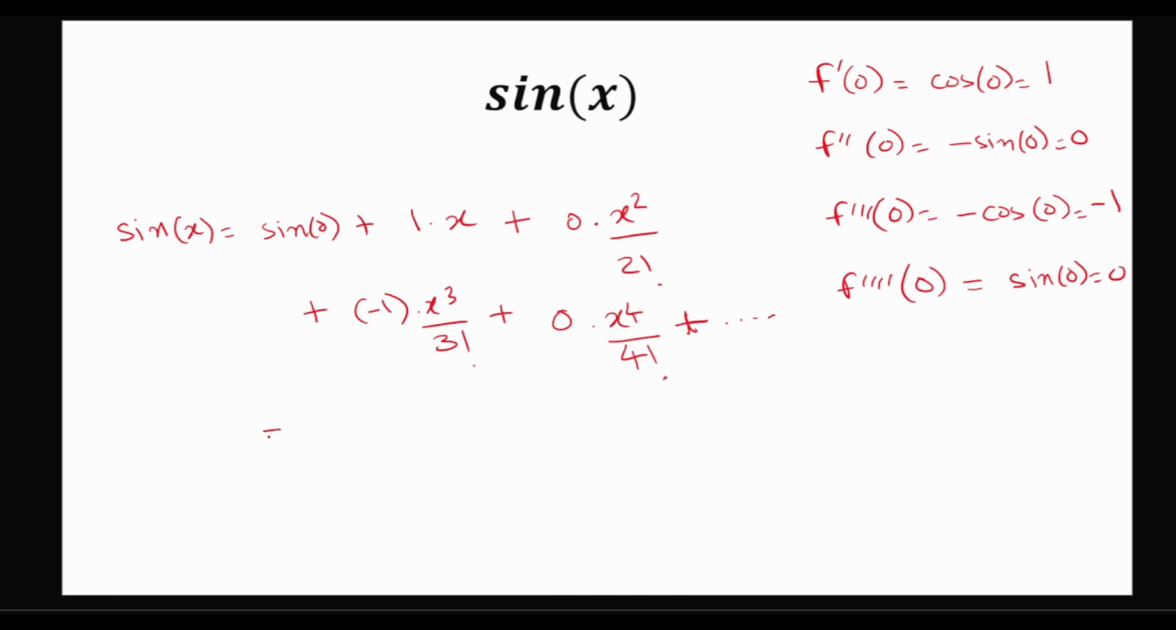If I write this further, I can write sine of 0 as 0 plus x plus the second term vanishes. Then the third term would be minus x cube over 3 factorial plus 0. Based on this, we can see a pattern that the next term would be x to the power 5 over 5 factorial. So alternate odd terms are appearing with a change in sign, and that's how the Maclaurin series expansion of sine of x will look.